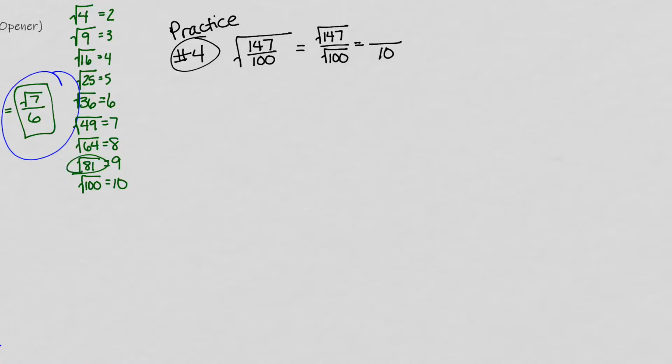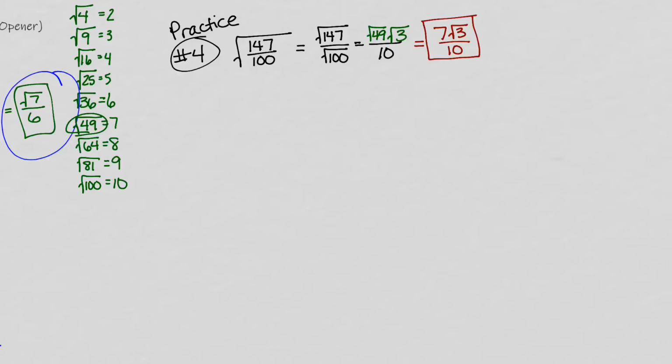I can't divide it by 81 and get a whole number. If I divide it by 64, I would still get a decimal. But I can divide it by 49. If I divide 147 by 49, I get 3. So square root of 147 is the same thing as saying square root of 49 times square root of 3. Well, I can take the square root of 49 and get 7. I'm still left with the square root of 3, and we already simplified the bottom to be a 10.